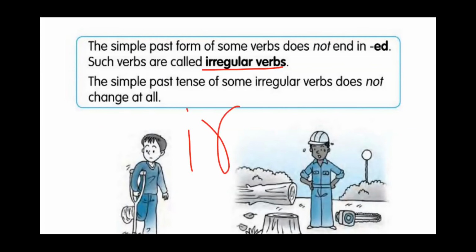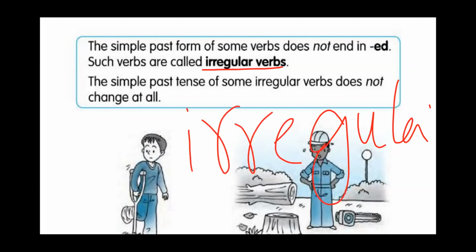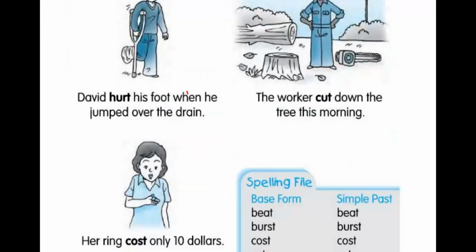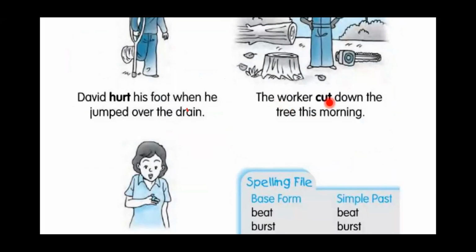Irregular verbs. When we don't add ed, it will become irregular verbs. Regular verbs क्या होते हैं? When we add ed. But when we don't add ed, they are known as irregular verbs. Now see over here. The worker cut down the tree this morning. So cut over here is an irregular verb and also the simple past tense form. Very good.